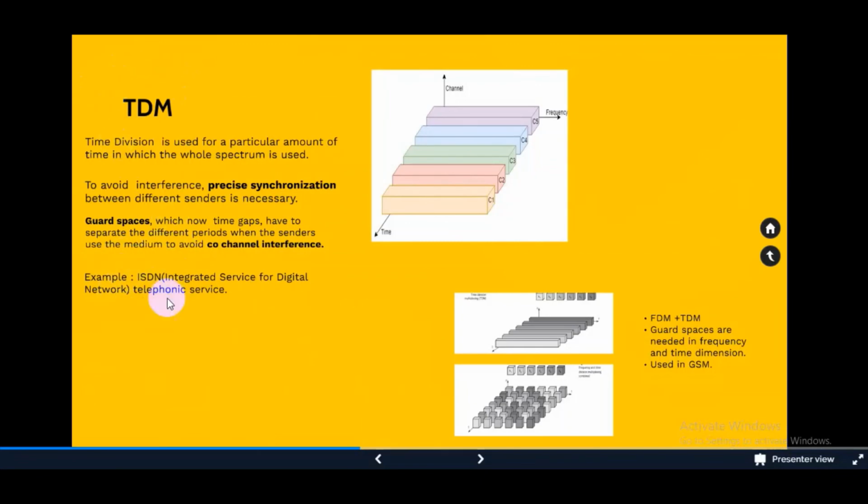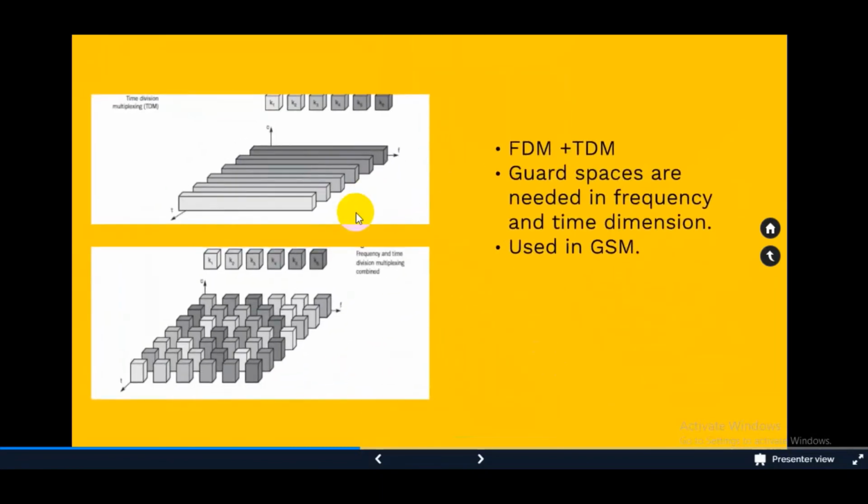A simple example of TDM is ISDN, Integrated Services Digital Network telephonic services. ISDN is implemented through time division multiplexing. Another variation of time division multiplexing is the combination of TDM and FDM. You have a technique wherein you club both multiplexing techniques, frequency division multiplexing and time division multiplexing. So while we were talking about just TDM, here we have frequency and time division happening with regard to the respective channels.